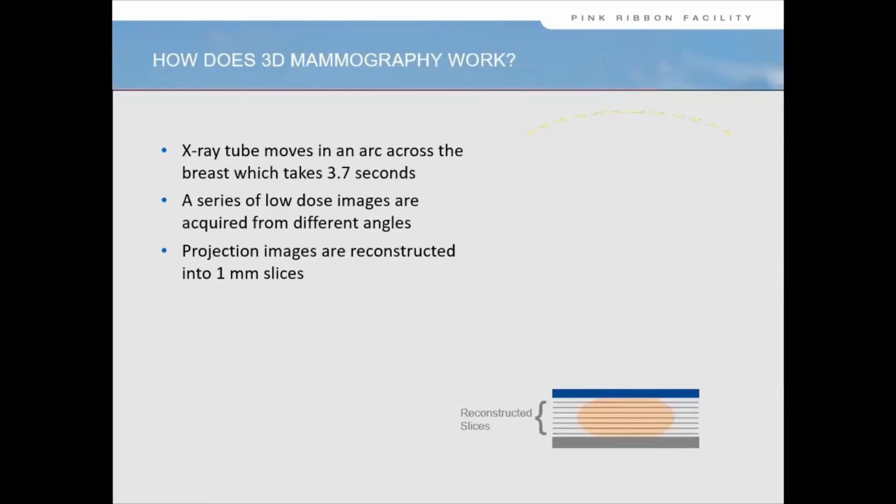So how does 3D mammography work? The X-ray tube moves in an arc across the breast, which takes 3.7 seconds. A series of low-dose images are acquired at different angles. Projection images are reconstructed into 1 millimeter slices. These slices allow the radiologist to see behind overlapping structures for diagnostic confidence. The total dose is approximately the same as one 2D digital mammogram.